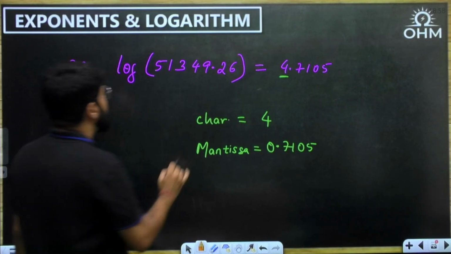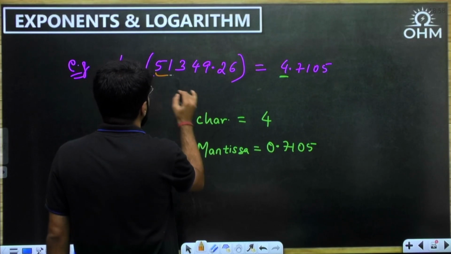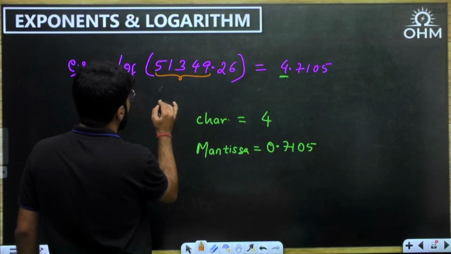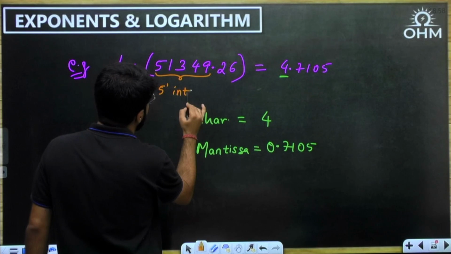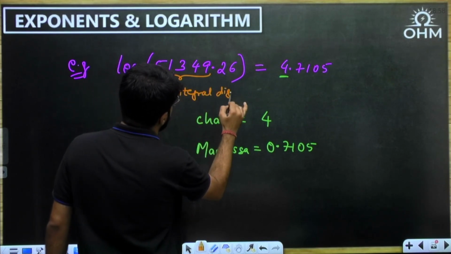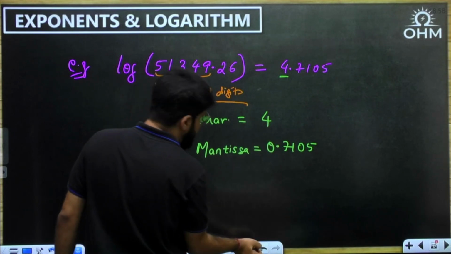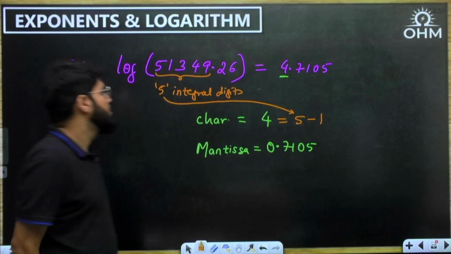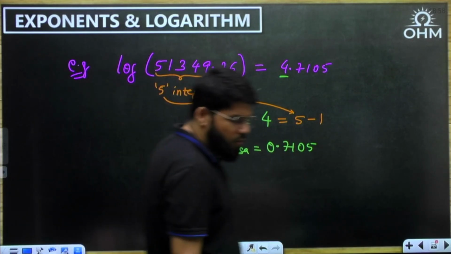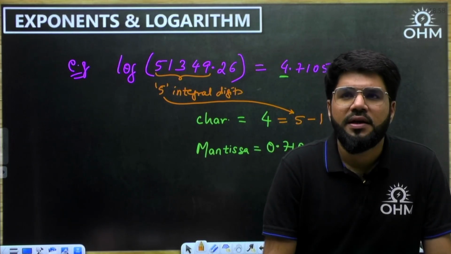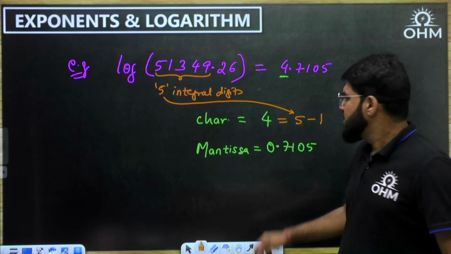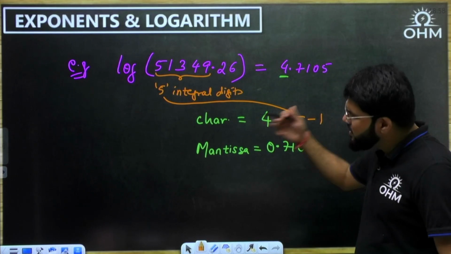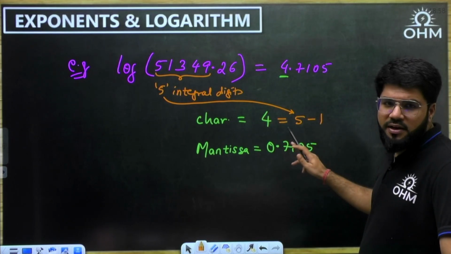Next, look into this number 51349.26 and count only the integral digits: 1, 2, 3, 4, 5. It has 5 integral digits, and the characteristic is 4, which is again 5 minus 1. So what is the characteristic? The characteristic is equal to the number of integral digits minus 1. It will be true for every example.